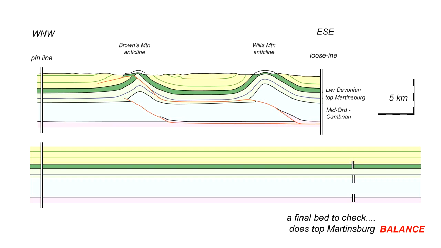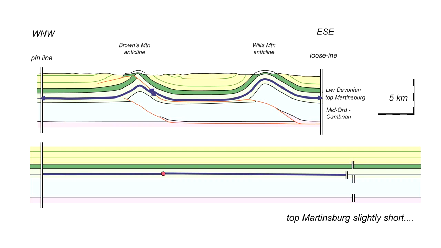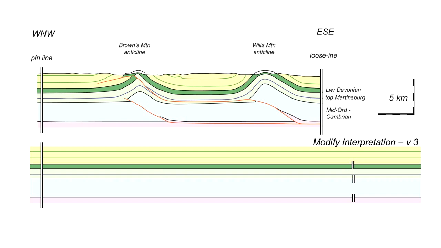So let's check to see how this performs. Again, we can measure sinuously around its length on the cross section and lay it out flat on the restored template. And the top Martinsburg is slightly too short compared to our other three horizons, which do restore. So let's now change the top Martinsburg interpretation in this area here beneath the Browns Mountain anticline. By increasing the displacement on that thrust which offsets the top Martinsburg, we can increase the restored length of the top Martinsburg. So let's do that.